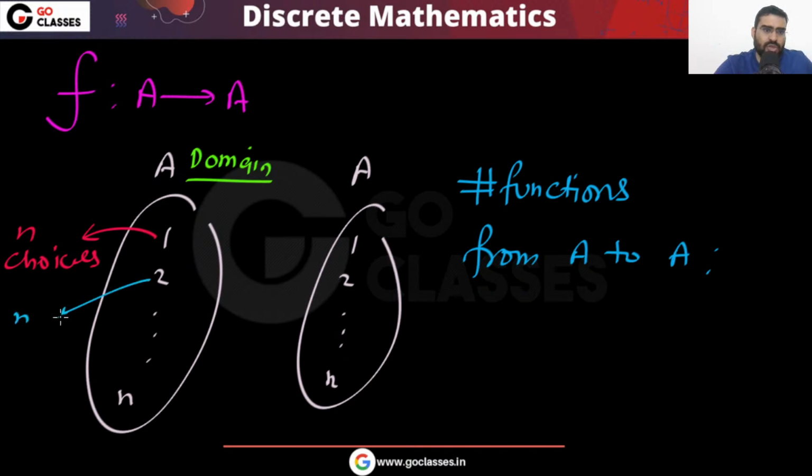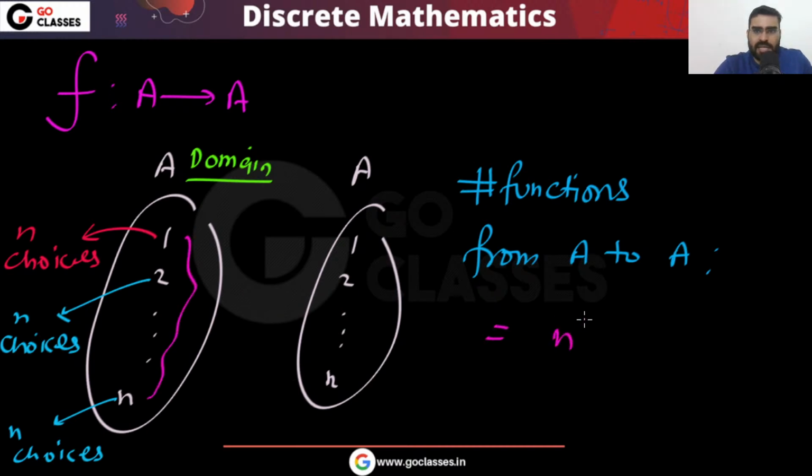Similarly, there are n choices for 2. This 2 can map to 1, or 2 can map to 2, or 2 can map to n. So there are n choices. And for this n also there are total n choices, because n can map to 1, or to 2, or to n. So every element of the domain has n choices. So finally, n power n is the number of functions from A to A.